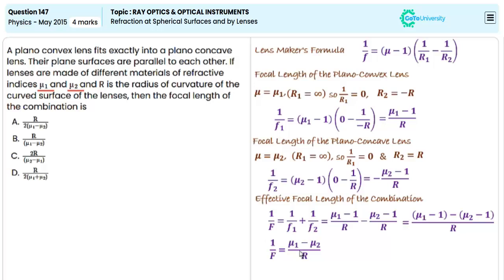Therefore, the effective focal length f is the reciprocal of the obtained answer, which means f is equal to r by (mu1 minus mu2). So the right answer is option B, r by (mu1 minus mu2).